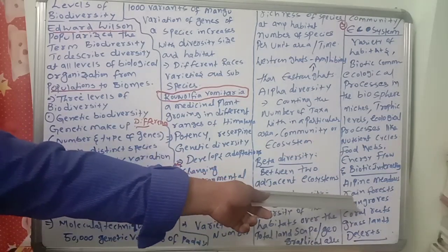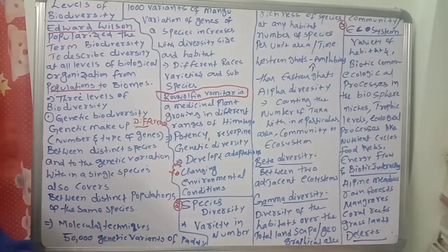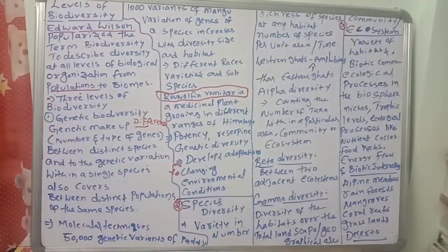So alpine meadows, rainforest, mangroves, coral reefs, grasslands, deserts all have the greatest ecosystem diversity on earth. Like that there will be species diversity, genetic diversity, and community or ecosystem diversity in this chapter. Okay, children, one by one should listen very carefully.